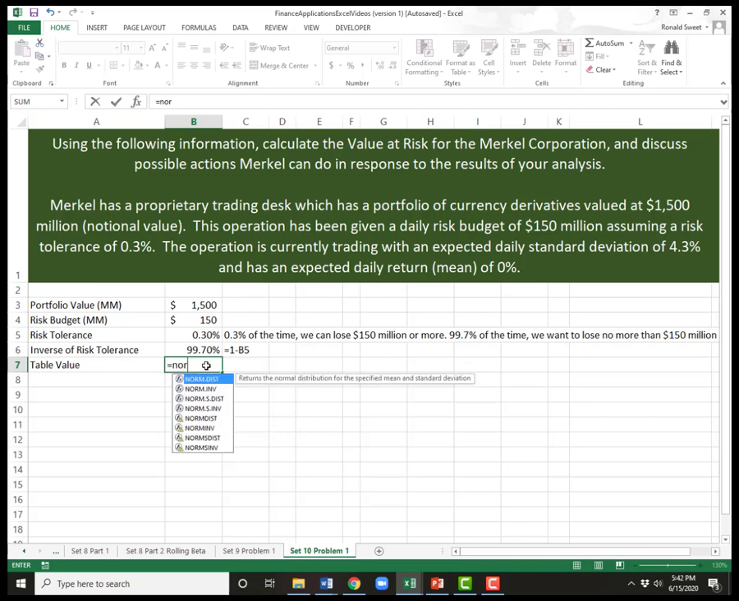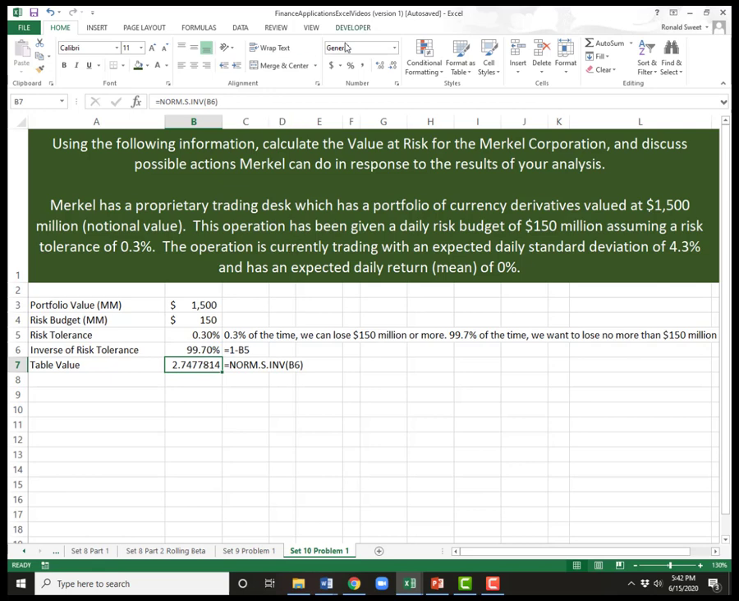We can use an Excel function, norm.s.inv, and you just go to the inverse risk tolerance, and you get 2.75. So essentially what we're saying is, given their risk tolerance, they're worried about a 2.75 sigma event, or a 2.75 standard deviation event. And that will equate with a risk tolerance of 0.3% or 0.997. You can state it either way.